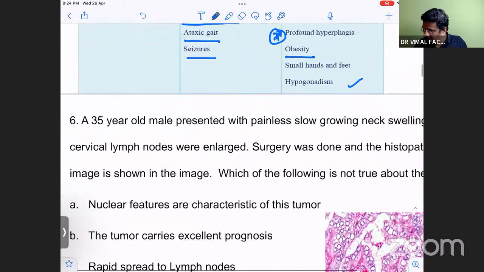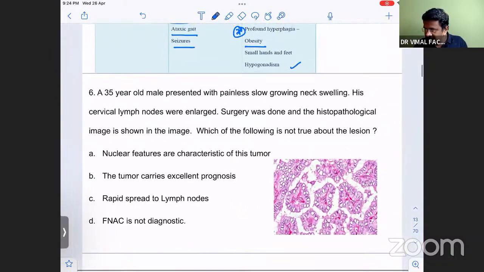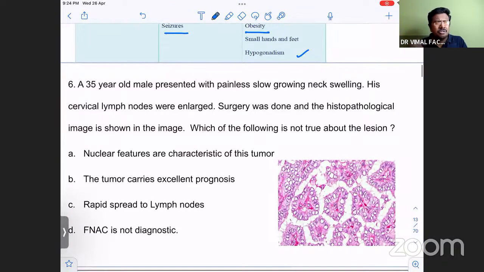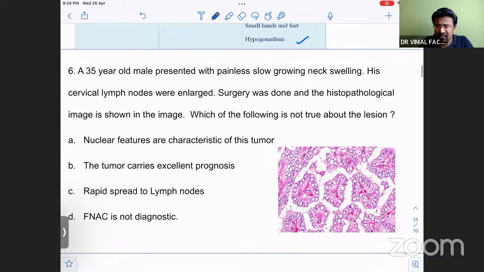Okay. Now moving on to the next question, one of the important and most repeated topics from our INI-CET, about the thyroid tumors. So let's see this. A 35-year-old male presented with a painless, slow-growing neck swelling. His cervical lymph nodes were enlarged and surgery was done, and the histopathological image is shown in the figure below. Which of the following is not true about the lesion?